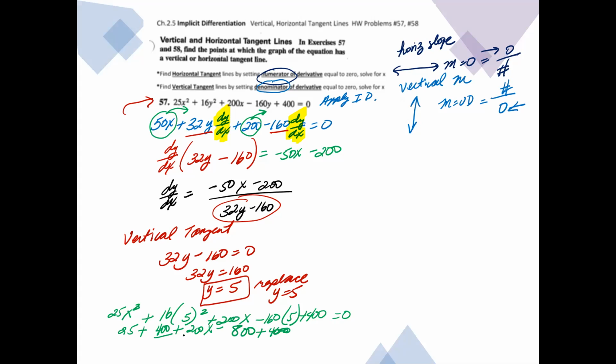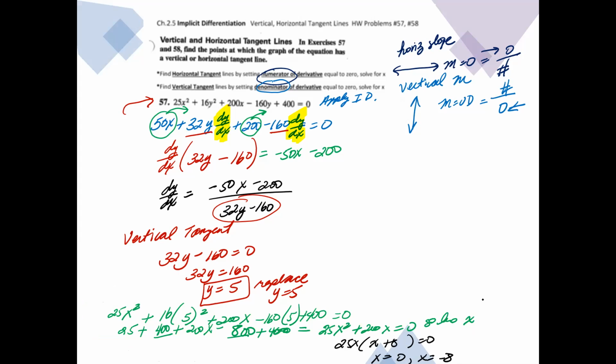Okay, so let's go ahead and combine the like terms. So maybe I'll get a little bit more room over here. So then I'm going to have a 25x squared plus 200x equals 0. So then what you're going to do here is solve for x. So I'm going to go ahead and factor out a 25x. And what remains inside the parenthesis is an x plus 8 equals 0. So two answers, x equals 0 and x equals negative 8.